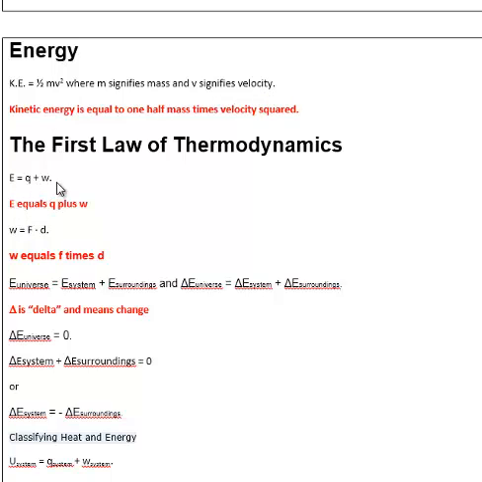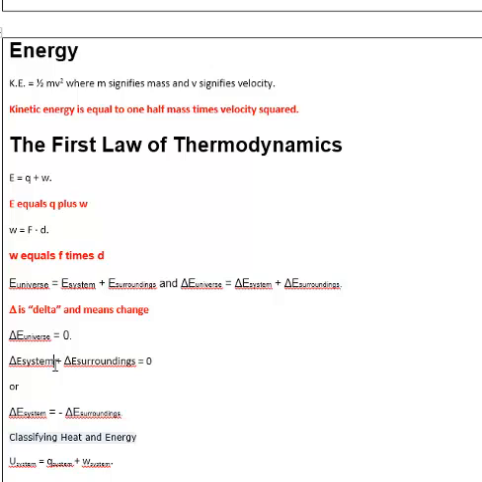E equals q plus w. W equals F times d. E of the universe is equal to E of the system plus E of the surroundings, and delta E of universe is equal to delta E of system plus delta E of surroundings. Delta E of universe equals 0. Delta E of system plus delta E of surroundings equals 0.